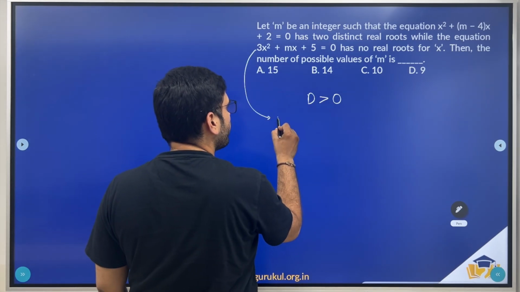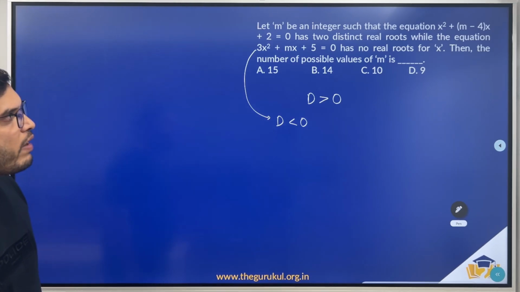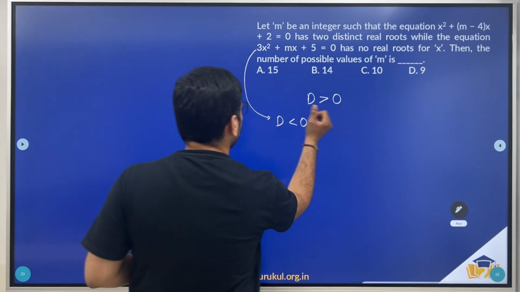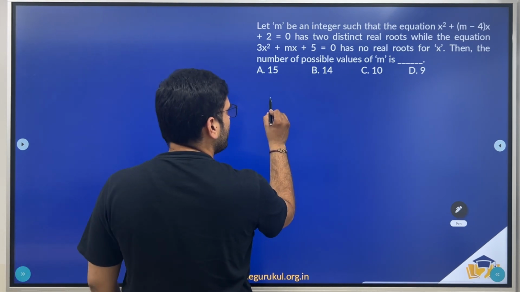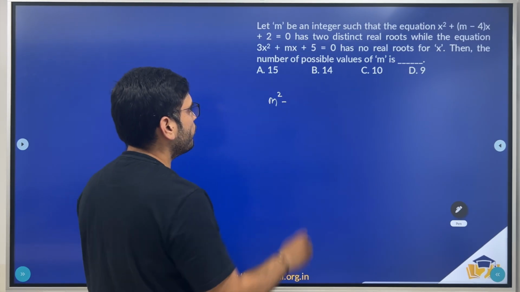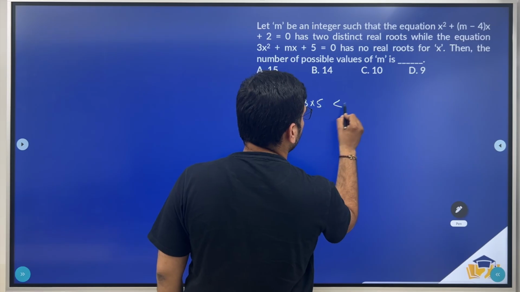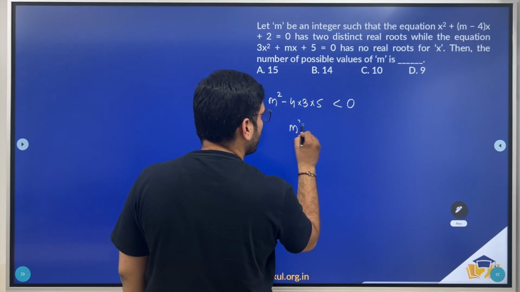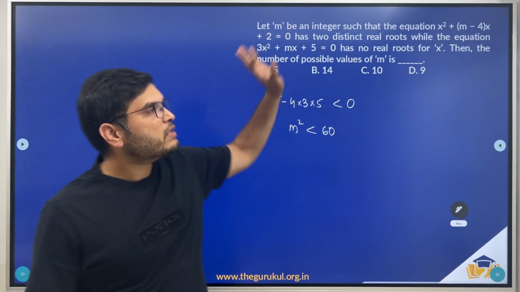So the discriminant of this equation should be less than 0. Then the number of possible values of m is... Right. So considering this first, b² - 4ac is m² - 4 × 3 × 5. Now this should be less than 0. So m² should be less than 60, and also it is given that m is an integer.